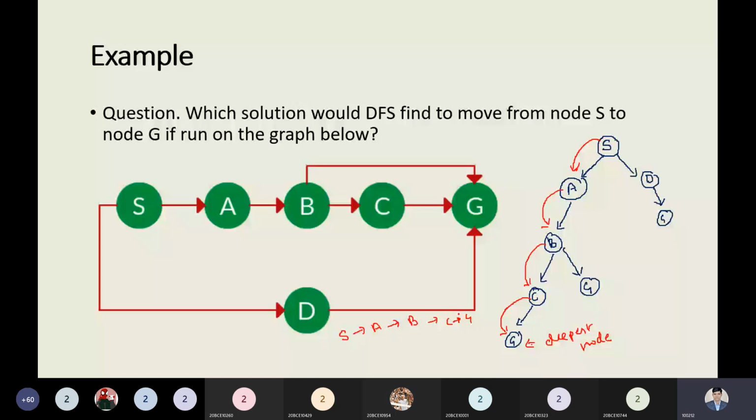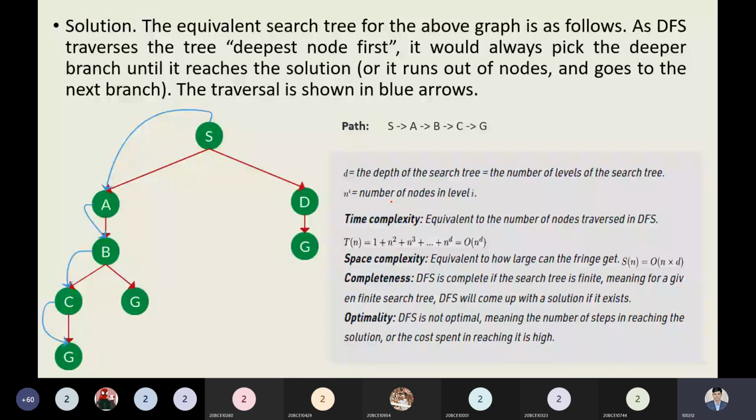Yes, sir. Is there any problem understanding here? No, sir. Okay, so let me share this solution, for the people who told the answer correctly. From the blue arrow, you can see this is the path, and the path is already mentioned here: S to A, A to B, B to C, and G.